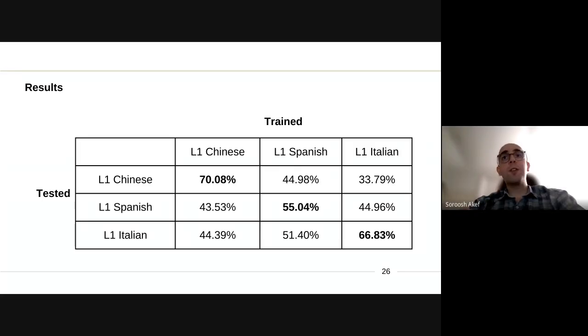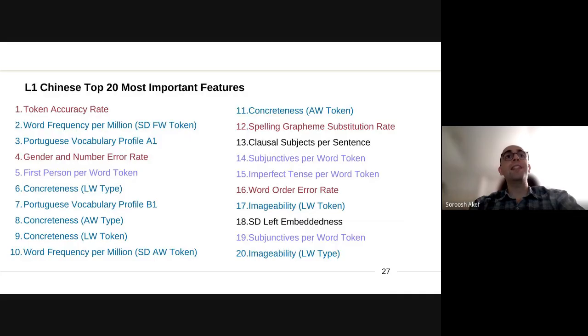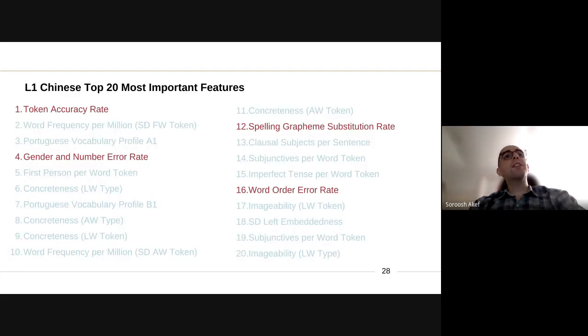we said that our model is interpretable, so let's see which features it leveraged to make predictions. So when we calculated the top 20 most important features for L1 Chinese, we can see that we have a range of different features. We have accuracy features, we have lexical features, morphological features. But the most important feature for the model was token accuracy rate.